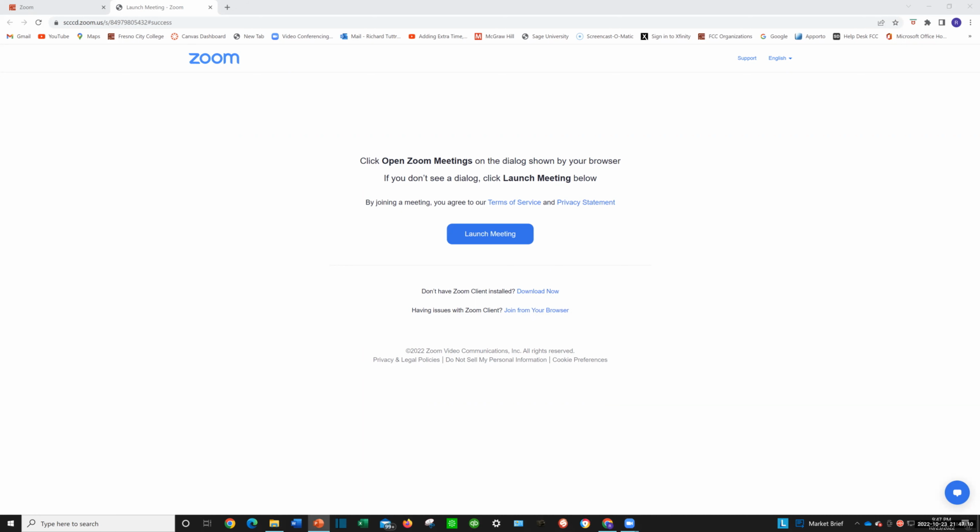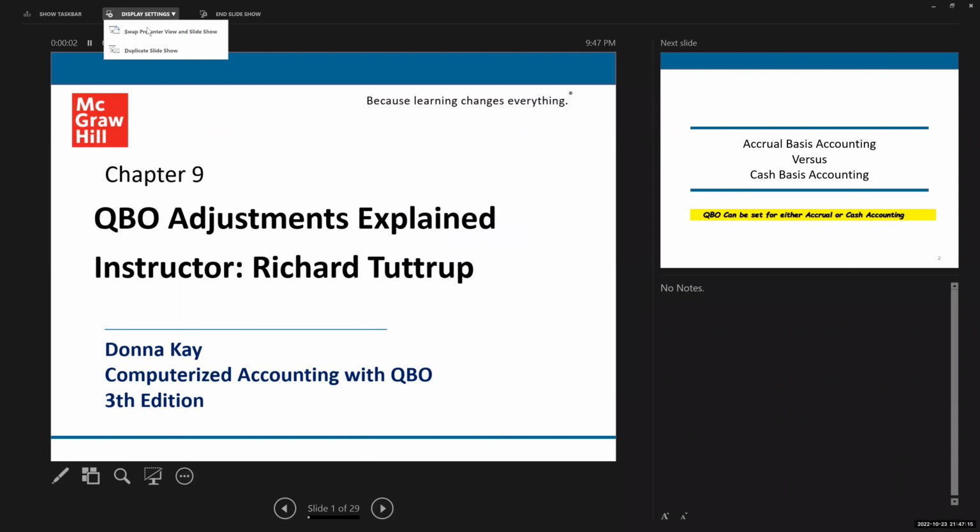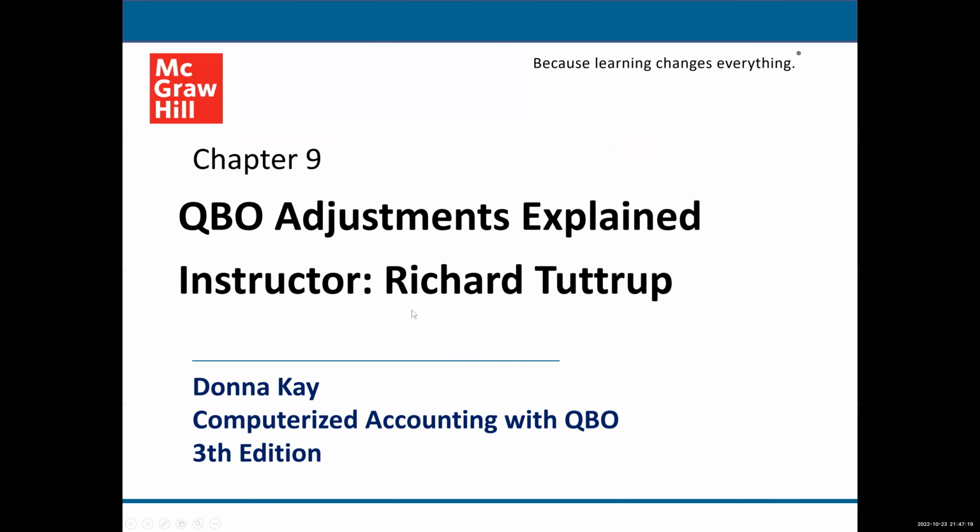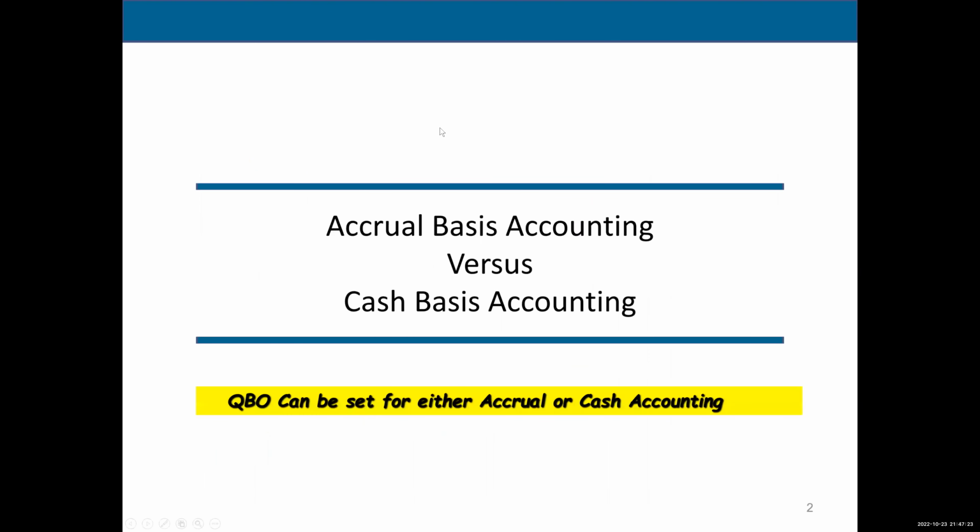I'll start my presentation here. Okay, adjustments explained. QuickBooks can be set for either accrual basis accounting or cash basis accounting. So let me just briefly explain to you the difference between accrual basis accounting and cash basis accounting.